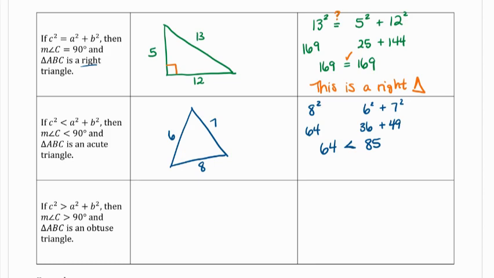Since the square of the hypotenuse is smaller, that means that the angle across from that longest side is going to be a smaller angle. And it means all our angles are going to be smaller then, because that's the biggest side. So that means that this is an acute triangle.